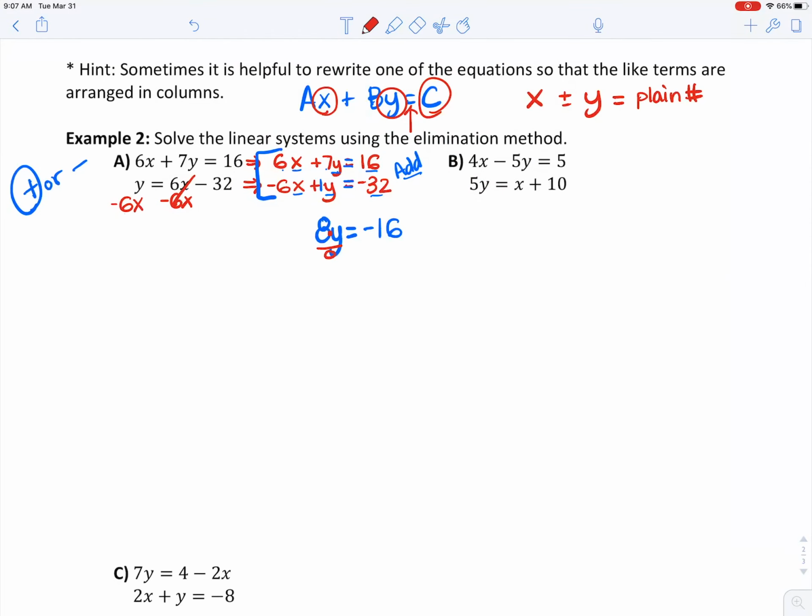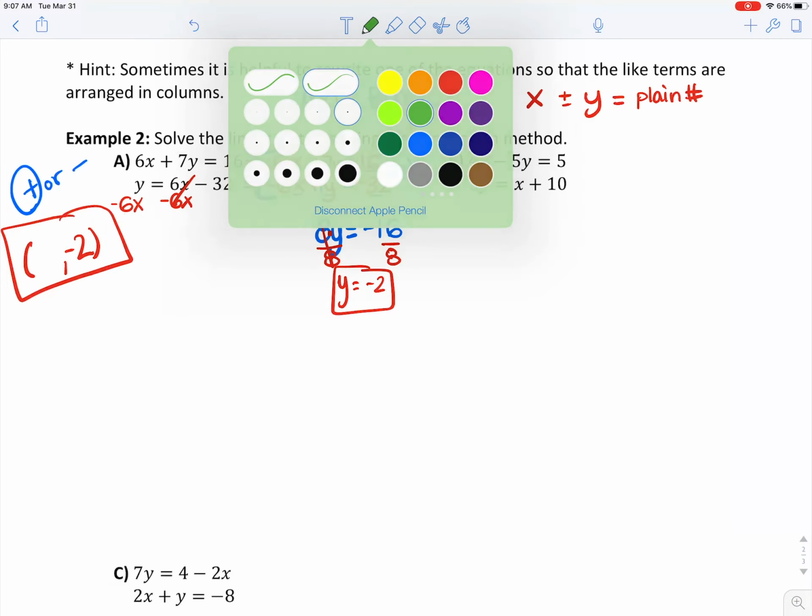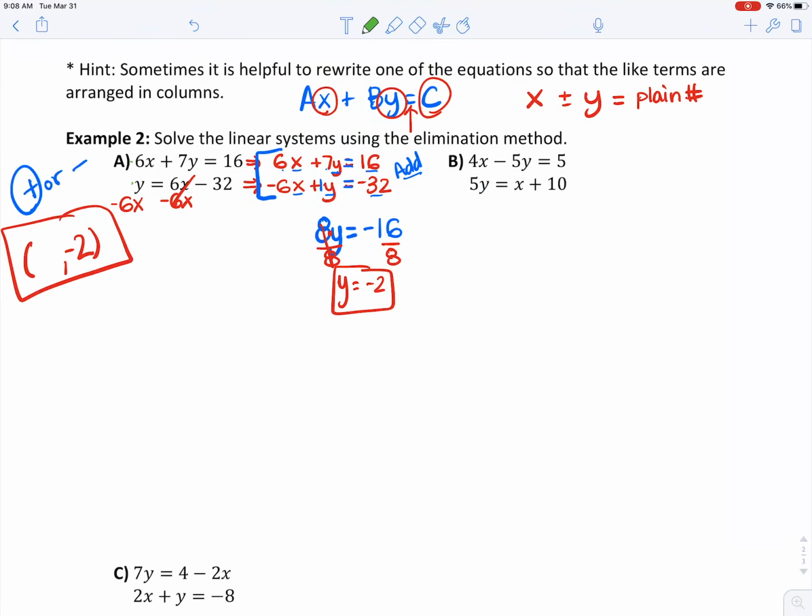How do I get rid of that 8 times y? Well, I do the opposite. I divide by 8. So y is equal to negative 2. That's part of my answer. So y is negative 2. But now I have to solve for the x. I can plug it into any of those two equations. Actually, really the originals or the two that I wrote off to the side. So I'm going to go ahead and plug it right in here for this equation.